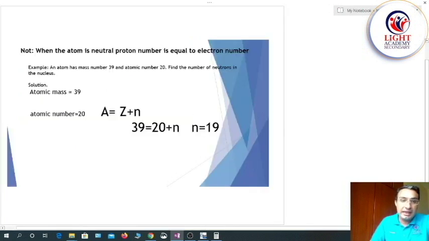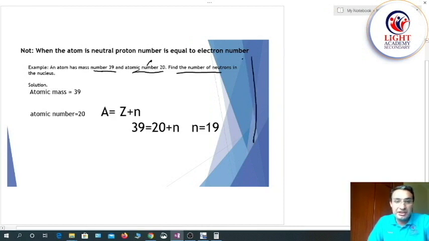Okay. Now here I have an example. In this example, an atom has mass number 39 and atomic number 20. Find the number of neutrons in the nucleus. According to the information given, suppose there is an element X with atomic mass A as 39, and atomic number, P or capital Z, is 20. It means there are 20 positive charges. They are asking the value of N, the number of neutrons.